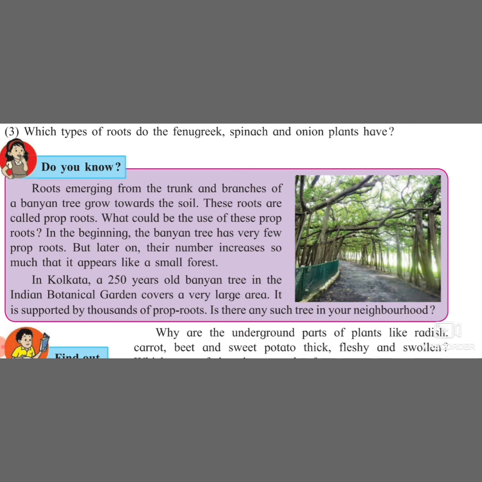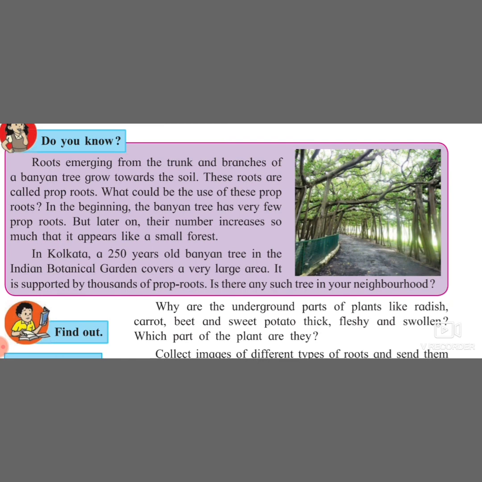In Kolkata, a 250 years old banyan tree in the Indian Botanical Garden covers a very large area. You should imagine just a 250 years old banyan tree. We would have to be born four times to see this, but it has been present for 250 years. It is covering the largest area in the Indian Botanical Garden. It is supported by thousands of prop roots. Is there any such tree in your neighborhood? Just go and search. Can you see some trees like this in your neighborhood? If so, see how the prop roots are coming from up to down.